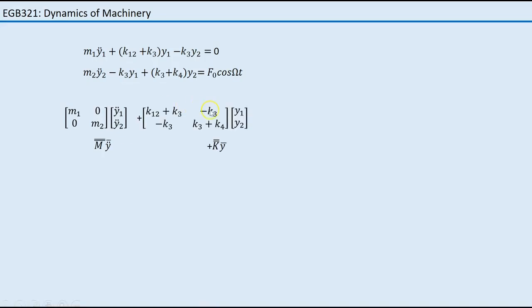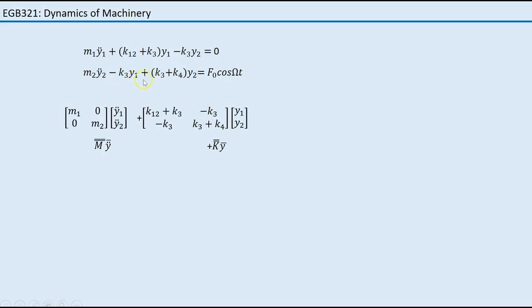Next we want to form the K matrix, which is the stiffness matrix. For the stiffness matrix, we want to get the y1 and y2 coefficients. So again, look at this first equation where y1 has a coefficient k12 plus k3, so we write k12 plus k3, and the y2 coefficient has negative k3, so we write negative k3.